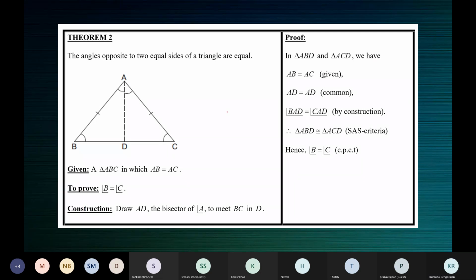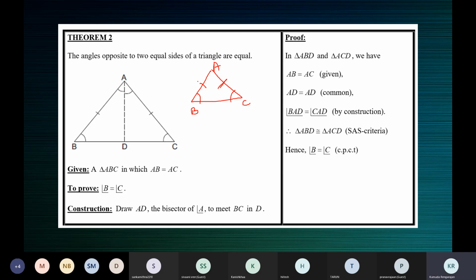So here we have a triangle. We have to prove the statement: the angles opposite to two equal sides of a triangle are equal. So we have a triangle ABC in which AB is equal to AC. All right. So when these two sides are equal, we need to prove that the angles opposite to them are equal. The angle opposite to AB is angle C. The angle opposite to AC is angle B.